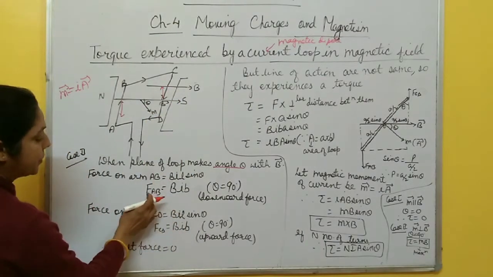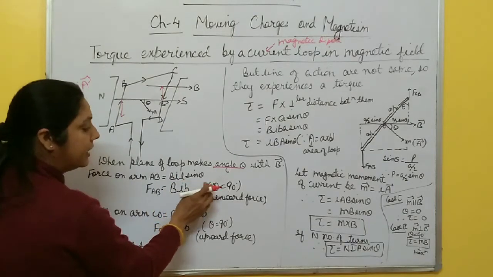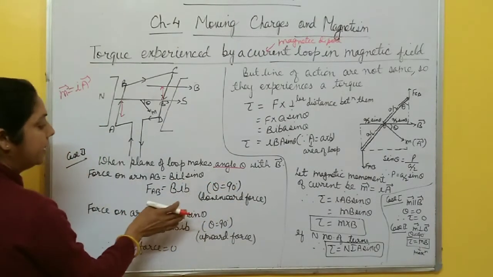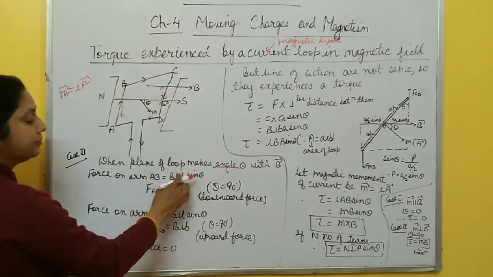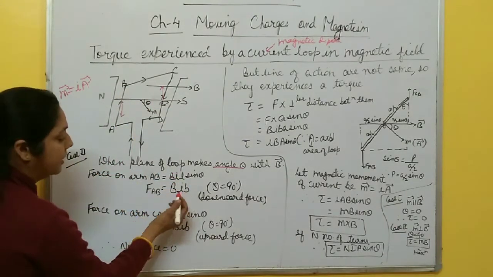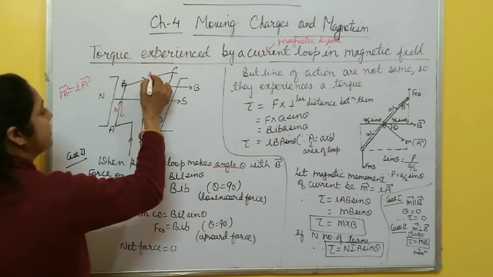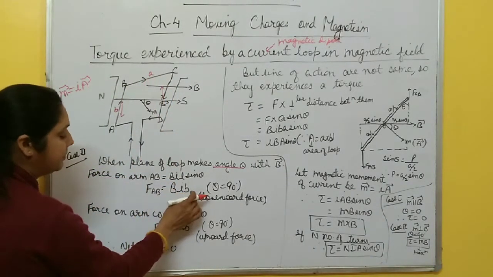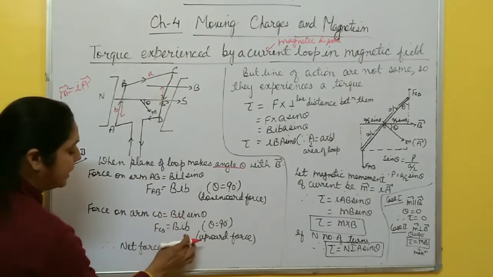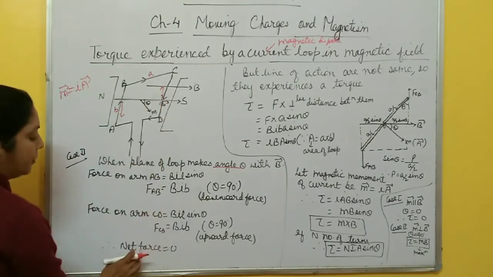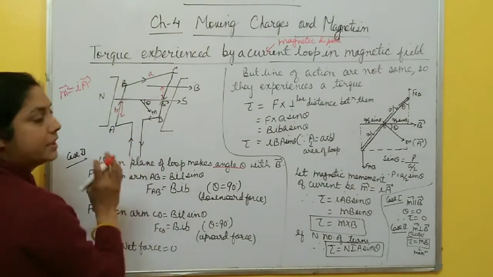So I have written here that the force on arm AB is again BIL sin theta. Here again theta is 90 degrees, the angle between the magnetic field and the length element carrying current I. On this side the length is B, and here is A. So BIB is the force on AB, and again the force on arm CD is BIB. These two forces are equal and opposite, so the net force is again 0, but here again the line of action is different.